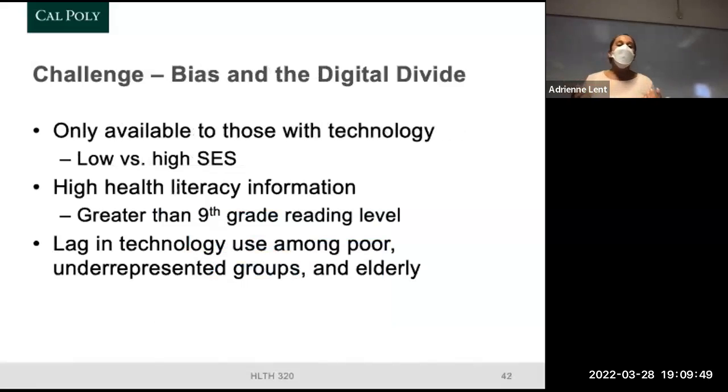Another really big issue is bias and the digital divide. Technology is not available to everyone, right? It tends to be available for those that are of higher socioeconomic status. There can be issues with accessing technology, especially reliable internet in rural areas.